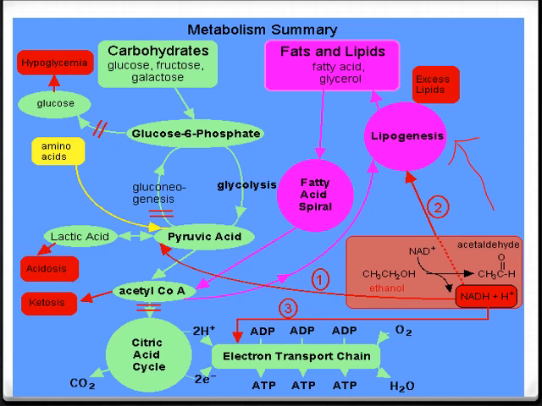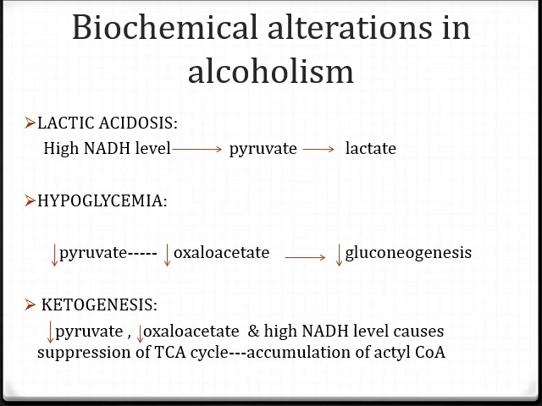More NADH can cause the reduction of pyruvate to lactic acid. So lactic acid accumulation can cause acidosis, and excess fat or excess acetyl coenzyme A can lead to more accumulation of acetyl coenzyme A, and depletion of oxaloacetate can lead to ketosis. And all these things can even lead to hypoglycemia. Let me explain one by one. First of all, the high NADH level because of the two enzymatic reactions can lead to the reduction of pyruvic acid to lactic acid, so it can lead to lactic acidosis.